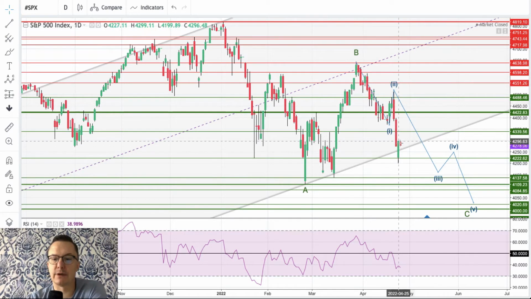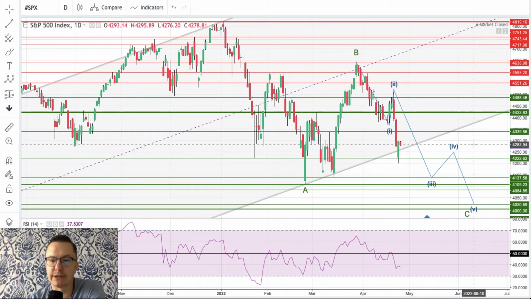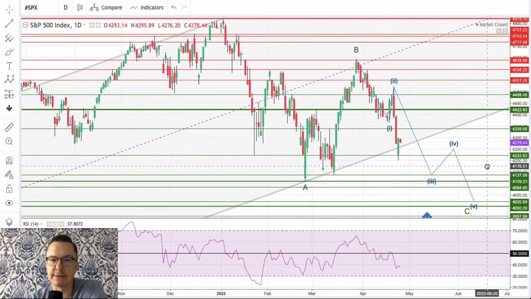So wave C is, of course, the impulsive wave. What we have in the last wave C already is wave 1 done. Possibly we have wave 2 completed, and then a very big drop in wave C. However, it doesn't look like this wave C has been completed yet. We need a little bit more to the downside, and then of course consolidation wave 4 and wave 5. Then wave C is completed.